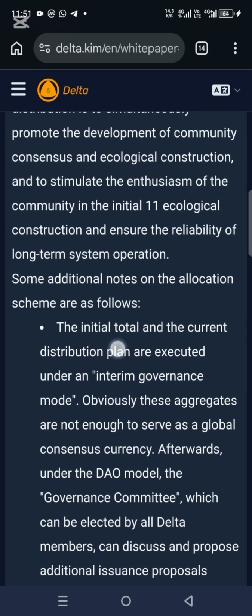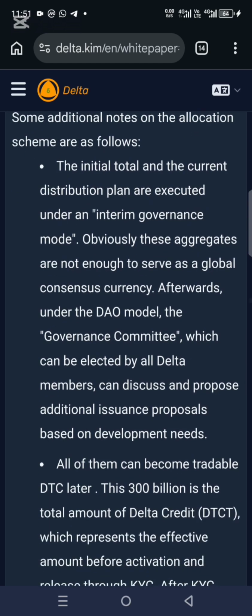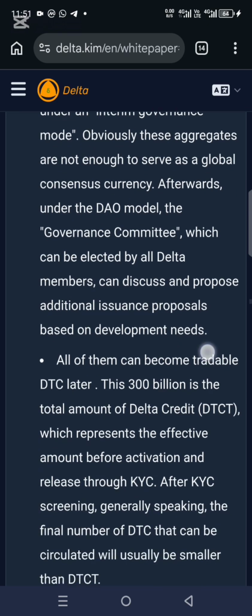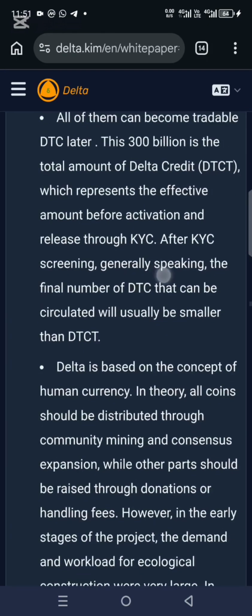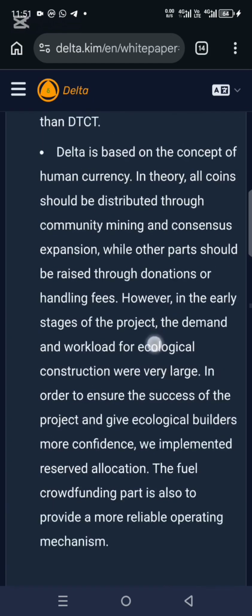The initial total and the current distribution plan are executed under an interim governance mode. Obviously, these aggregates are not enough to serve as a global consensus currency. After, under a DAO mode, the governance committee, which can be elected by all Delta members, can discuss and propose additional issuance proposals based on the development needs. This is what we have to know as Delta. This is our coin. So we have to make sure we go through this white paper.